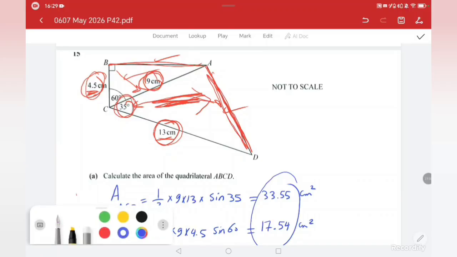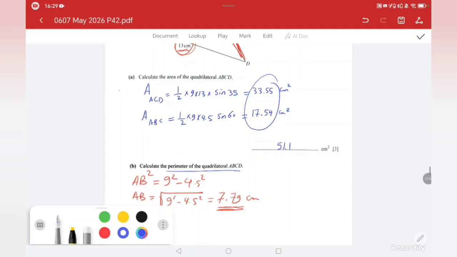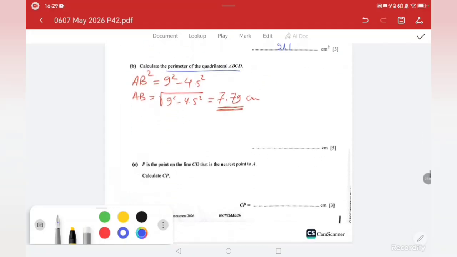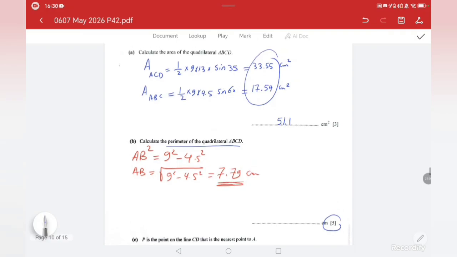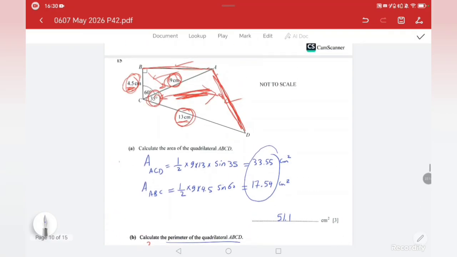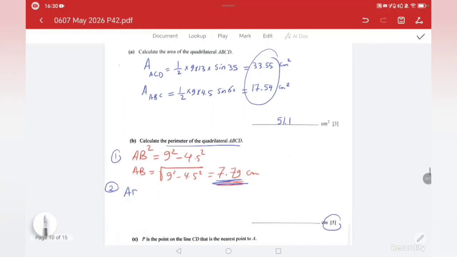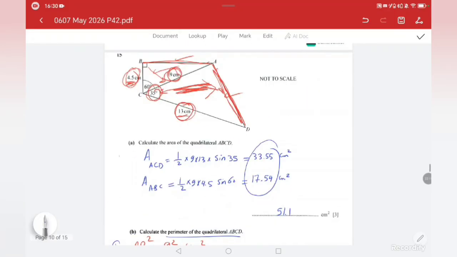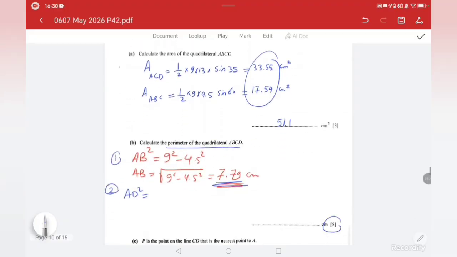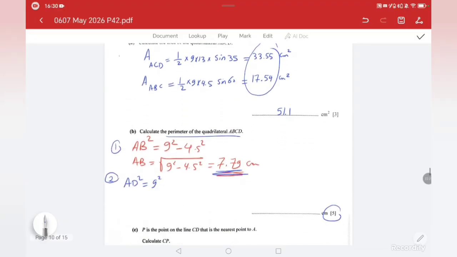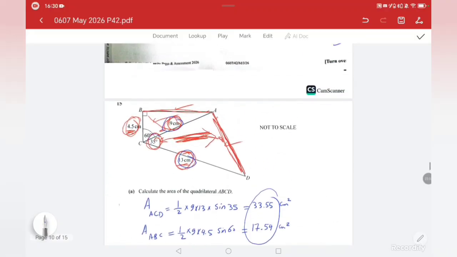Okay, let's see. Now we will use the cosine rule, of course, to find the third side. How many points here? We have 5. So we can say this is the first point. We need this one. And now we need to find AD squared. So AD squared is the two sides squared, this side, 9 and 13. So 9 squared plus 13 squared. Looks like Pythagoras so far. Minus 2 times the two sides, cosine the angle between them. What is the angle between the two sides? 35.